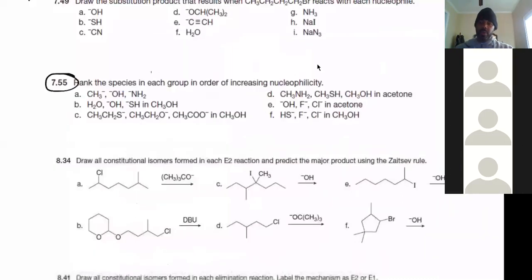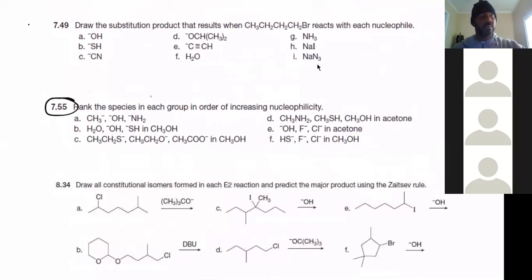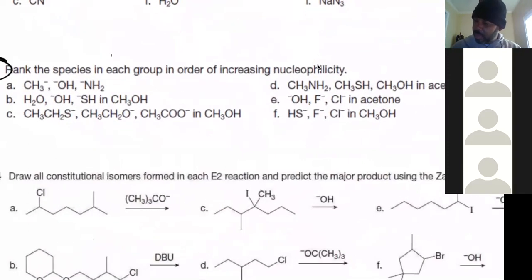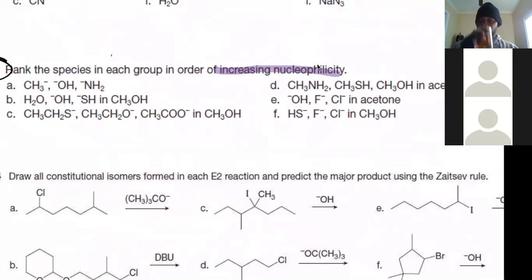All right. So we're going to start out with this question right here, 755. It asks you to rank the species in order of increasing nucleophilicity. That's important: increasing nucleophilicity. You watched that video last night. What's the periodic table trend for nucleophilicity? Anybody?